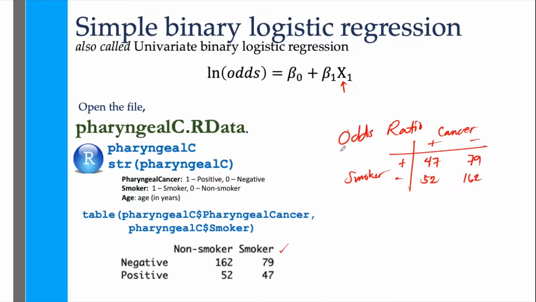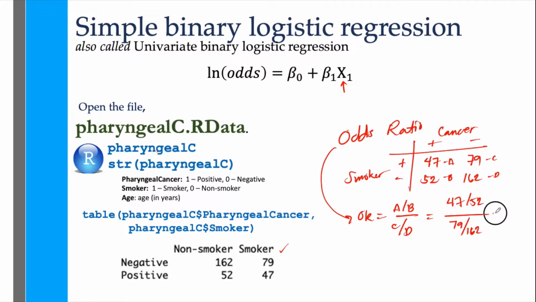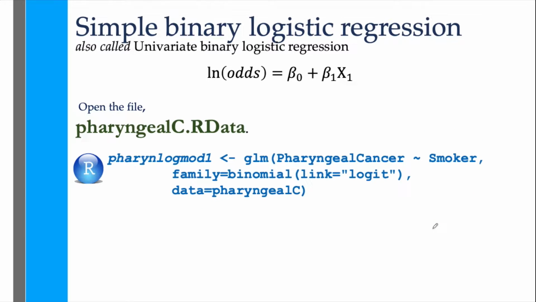Now, computing for the odds ratio, remember that odds ratio is A over B divided by C over D. So, computing for that, since this is A, this is B, this is C, and this is D, we're going to have 47 over 52 all over 79 over 162, which gives us an odds ratio of 1.853, which indicates that the odds of having pharyngeal cancer is 1.853 times for smokers versus non-smokers. Now, let us see later if we can get this same value for the odds ratio using the binary logistic regression. Now, let's perform the binary logistic regression using this code.